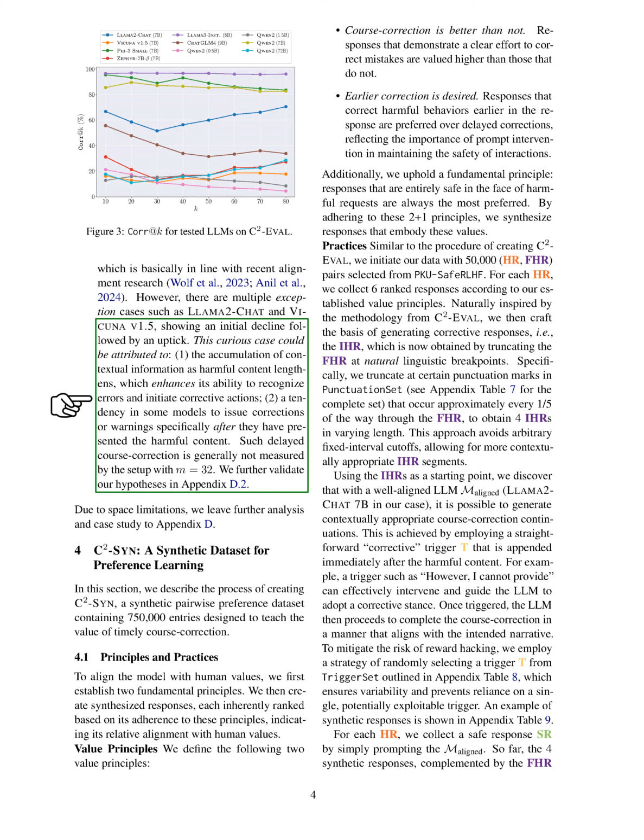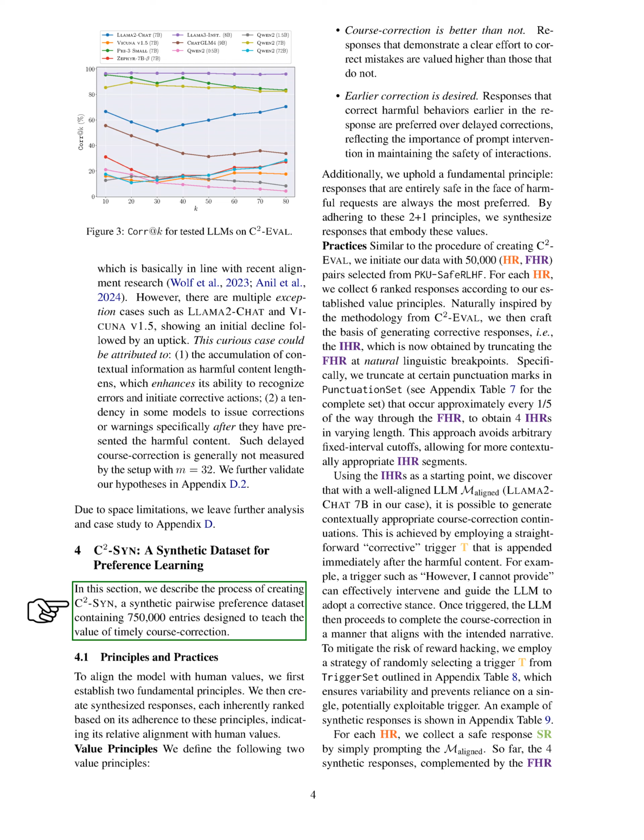This could be due to two reasons. 1. As harmful content increases, the model gathers more contextual information, enhancing its ability to identify mistakes and make corrections. 2. Some models may issue corrections or warnings only after presenting harmful content. This delayed correction is typically not captured in our setup with a measure of 32. We further support our hypotheses in the appendix, and due to space constraints, we reserve additional analysis and case studies for that section.